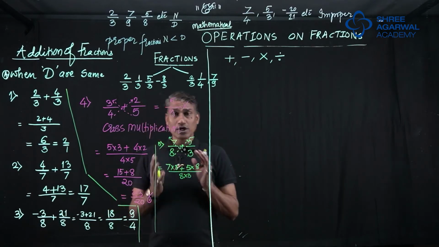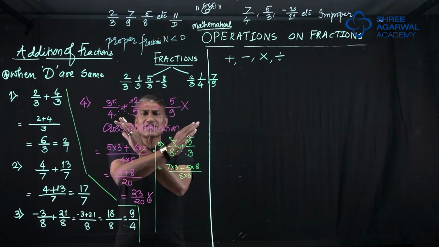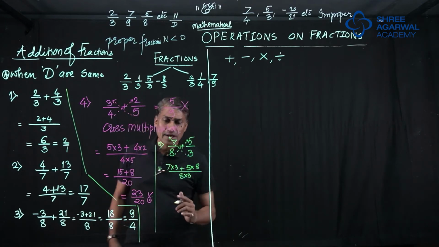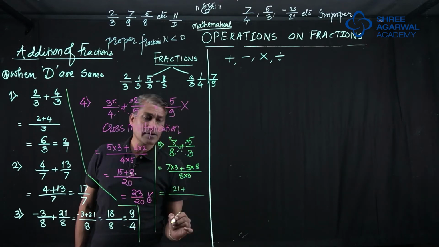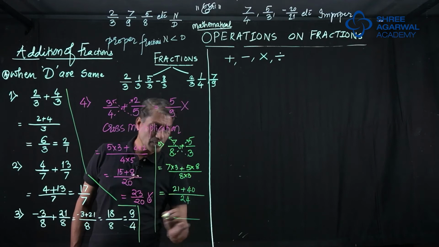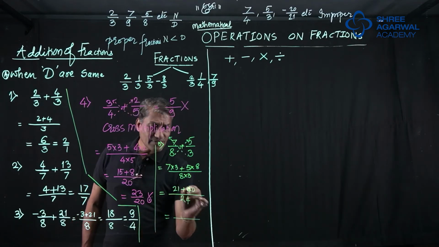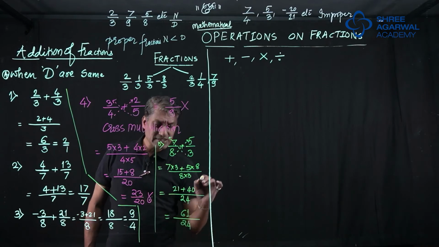We don't bother to make their denominators equal. Here the multiplication method is going to help us. In one shot, two shots, we are going to get the answers. Now simplification. 7 3s are 21, 8 5s are 40, 8 3s are 24. One more step of simplification. 21 plus 40 is 61 upon 24. This is the final answer.